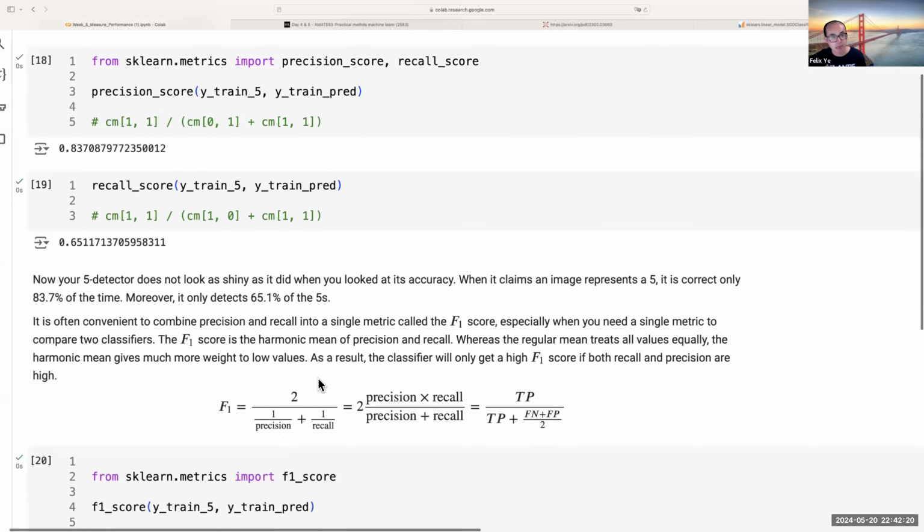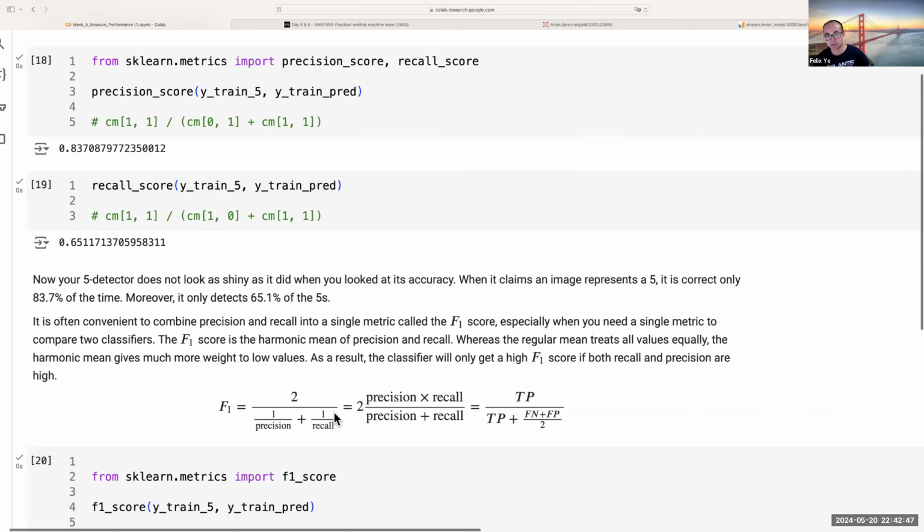Also, we have talked about how we can combine both metrics into one single metric. It's called the F1 score. The F1 score basically gives you the harmonic mean of the precision and recall, calculated as 2 over 1 over precision plus 1 over recall. So this is basically the harmonic mean.